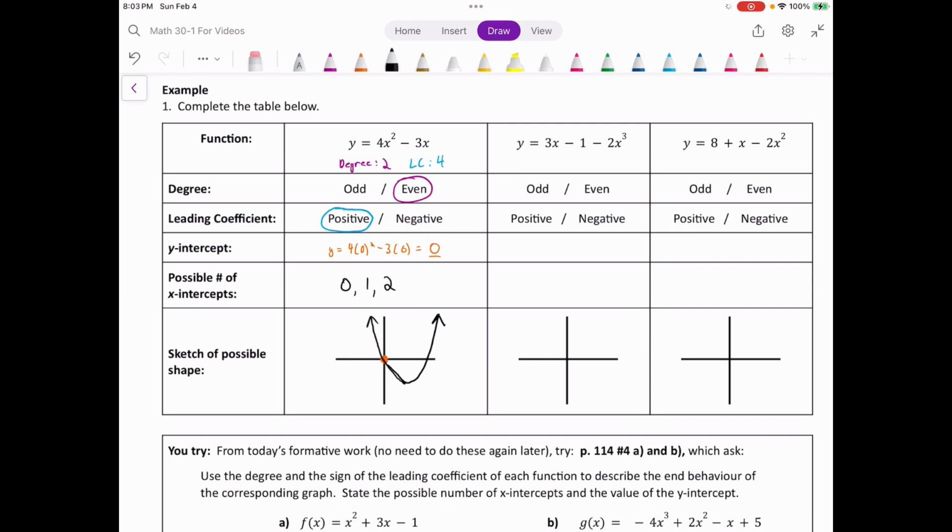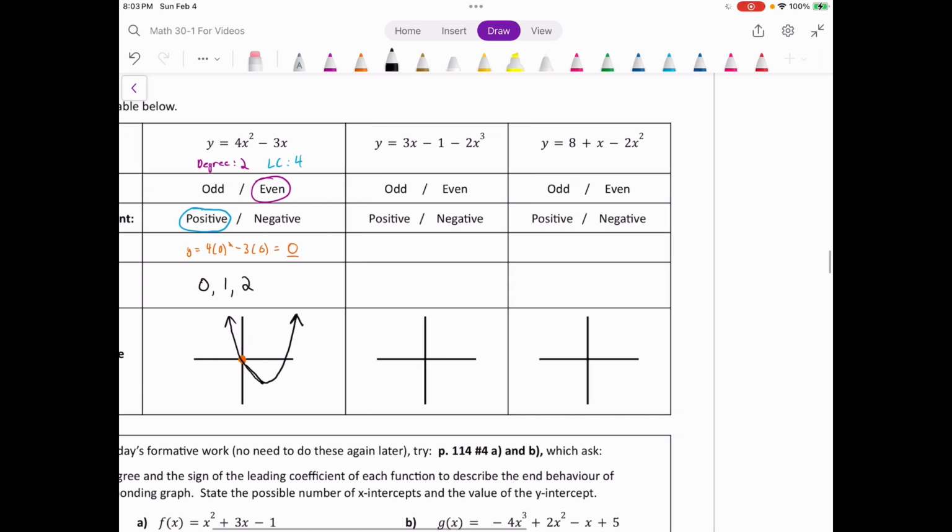All right, let's try this one out here. Ooh, they're trying to trick us. What's the degree of this? Careful, it's not 1, right? Remember, nobody ever promised that they would always give it to you in standard form. So our degree is 3. That is the highest exponent on x, right?